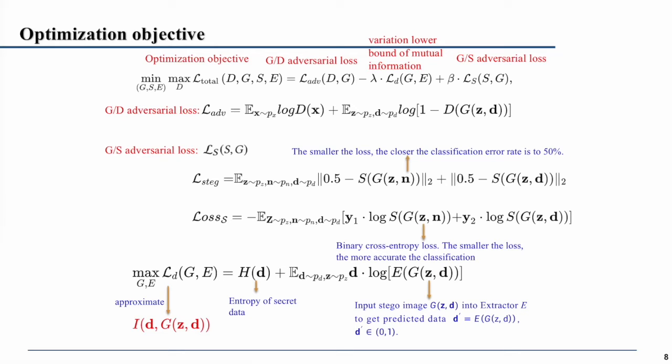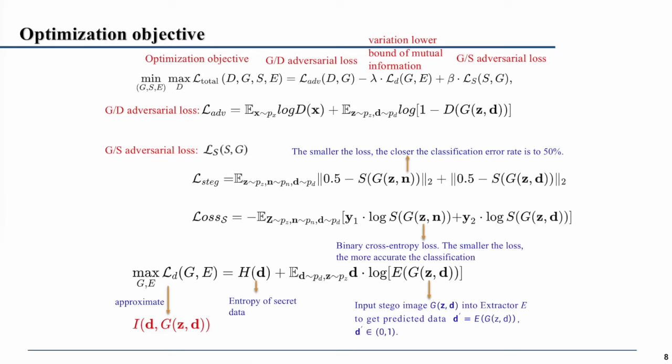In the adversarial loss between G and S, Steganalyzer S hopes to output the correct predictions with binary cross-entropy loss, while G wants the classification rate of S to be close to 50% for both cover and stego images. Both G and S aim to minimize these two losses. In order to achieve this, secret data could influence the image content, and it can be recovered exactly from the stego image.